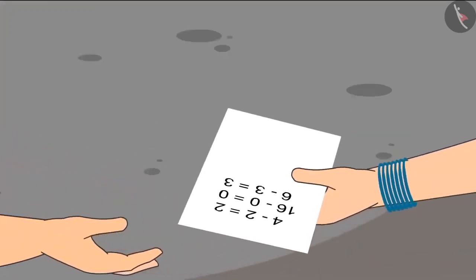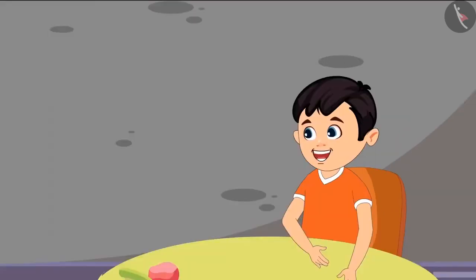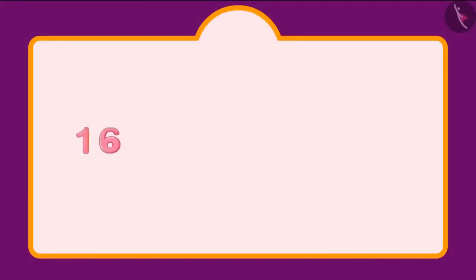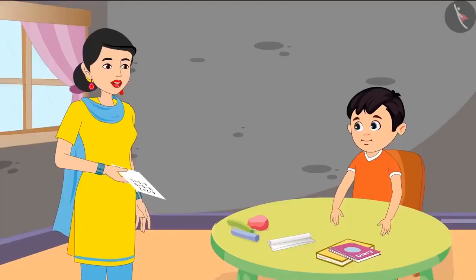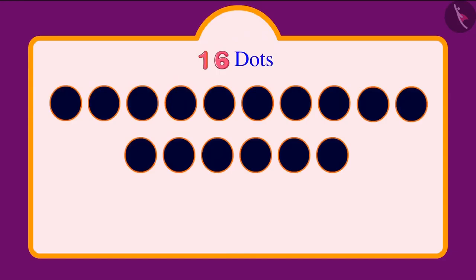Mummy, I have done all the questions. Hey, Chotu, all your answers are correct except for one. Which question, Mom? If you subtract 0 from 16, what will you get? Come on, let us see. See this. There are 16 dots. Now, out of these, we have to subtract 0 dot.